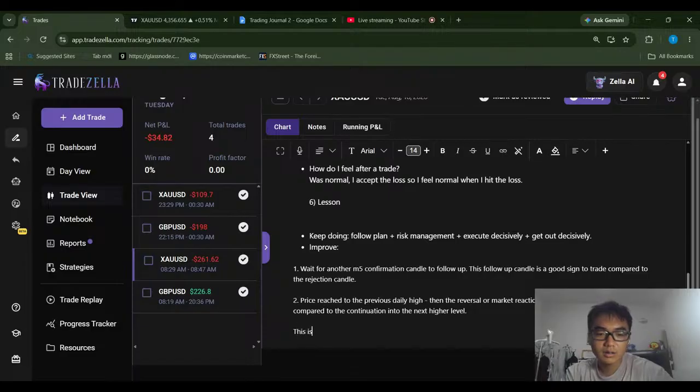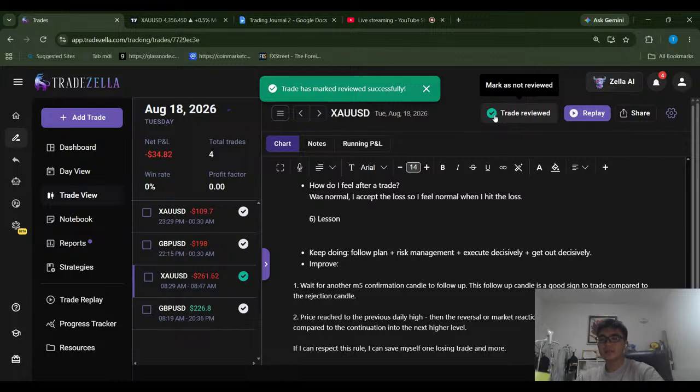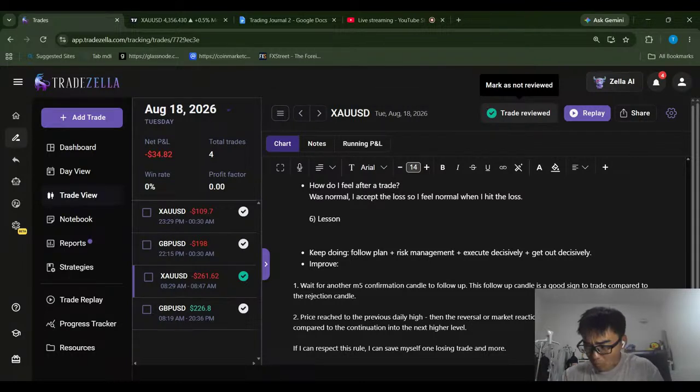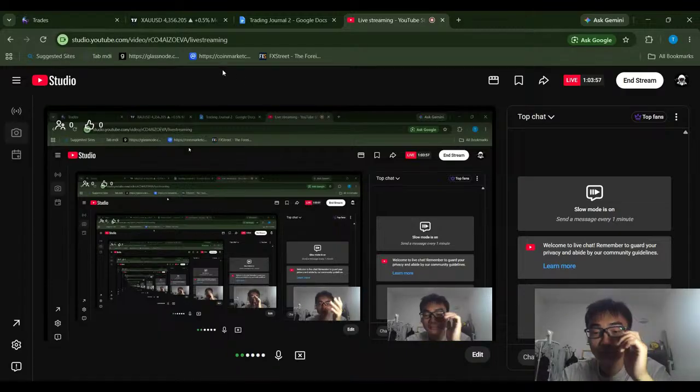If I can respect this rule, I can save myself one losing trade and more. Well, yes, I see that, but I'm still taking a trade. Why? Because I hope the market moves a little more and more. That's the real reason.